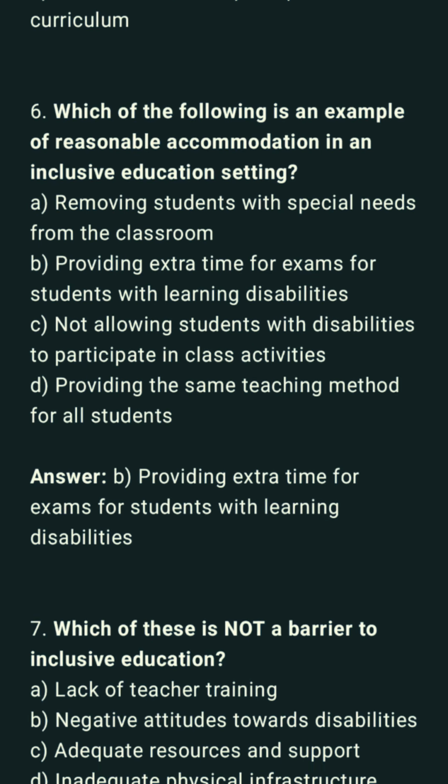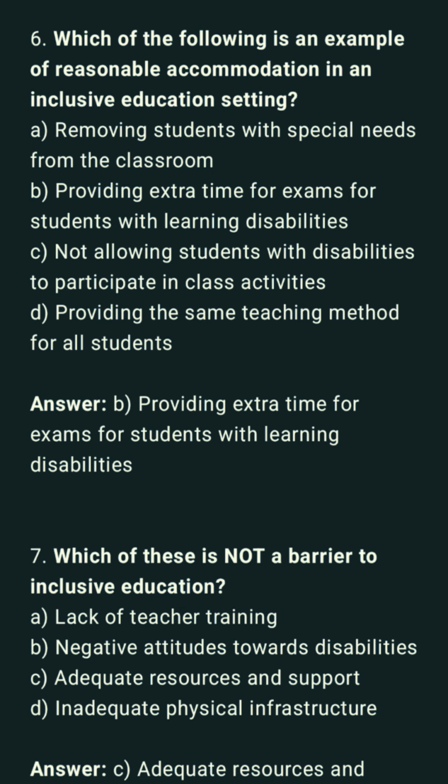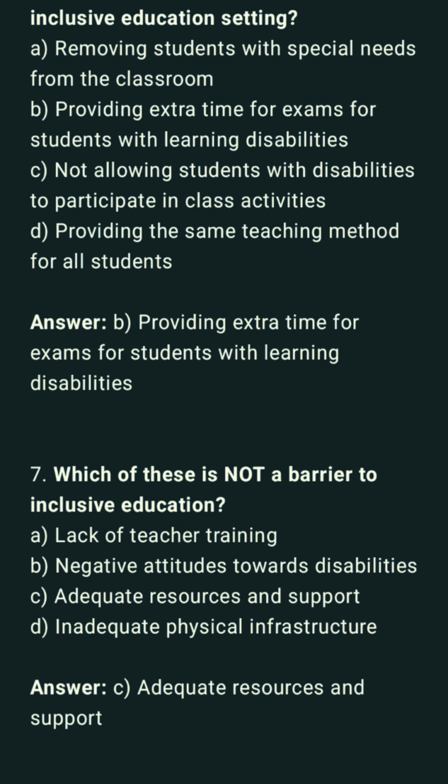Number 7, which of these is not a barrier to inclusive education? The answer is number C, adequate resources and support.